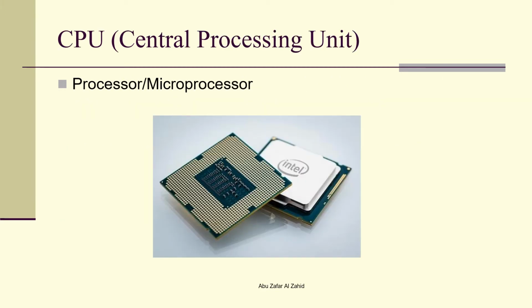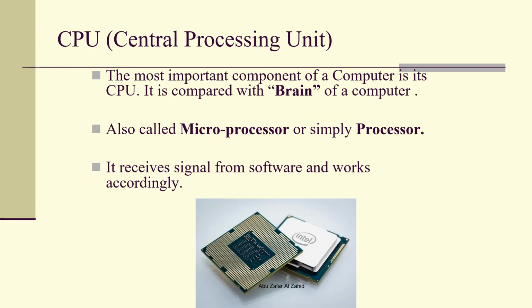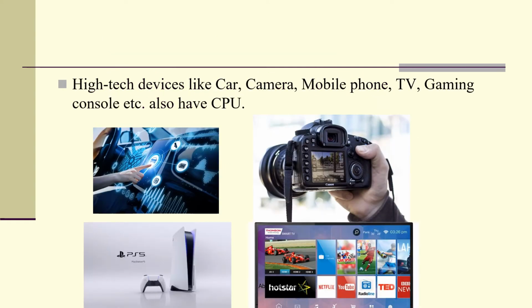CPU, Central Processing Unit. The CPU is sometimes called a processor or microprocessor. The most important component of a computer is its CPU. It is compared with the brain of a computer. It receives signals from software and works accordingly. High-tech devices like car, camera, mobile phone, TV, gaming console, etc. also have their built-in CPU.